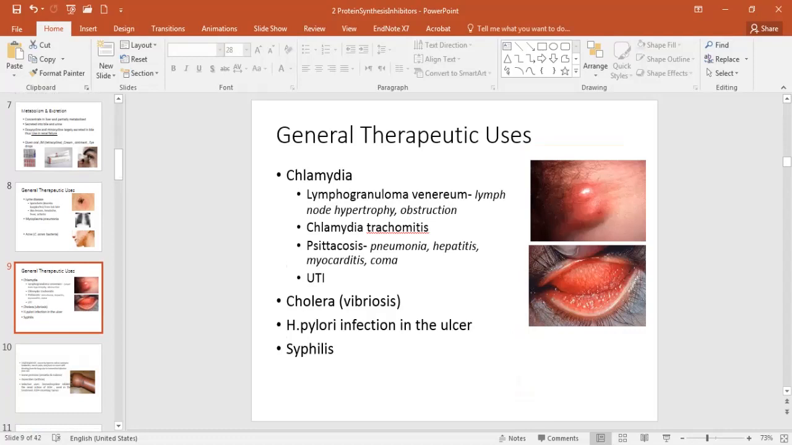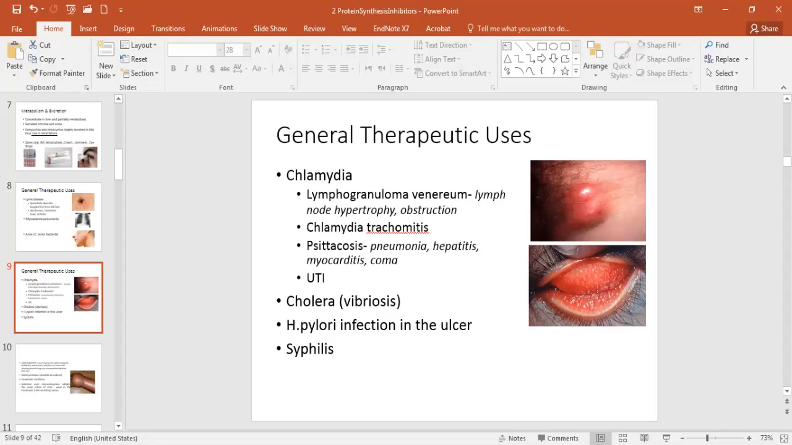Chlamydia is responsible for many diseases. One of them is lymphogranuloma venereum, a kind of sexually transmitted disease which leads to lymph node hypertrophy and obstruction, with lymph node enlargement especially in the inguinal area. Chlamydia trachomatis affects the eye; trachoma is caused by chlamydia. The disease can also lead to pneumonia, hepatitis, myocarditis and coma. Also UTI: chlamydia causing UTI is very common nowadays, especially in men.